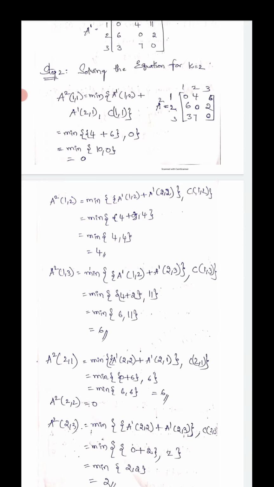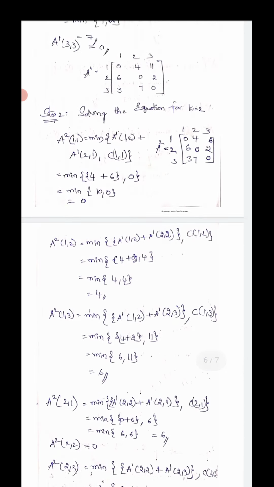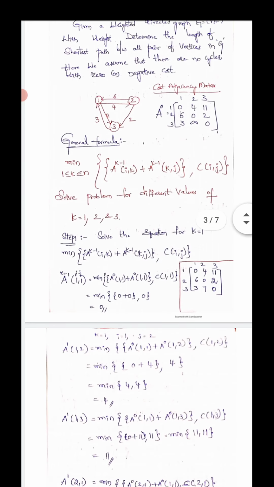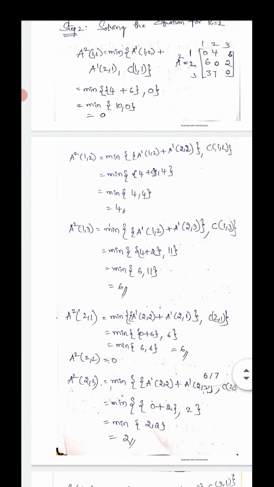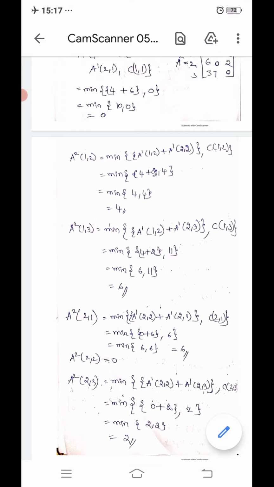Now look at the A1 cost matrix above. The minimum of A power 1 of (1,2), first row second column, is 4, plus A power 1 of (2,2), which is 0, and C of (1,2). Looking at the graph, C of (1,2), from 1 to 2, the direction cost is 4. So the minimum of 4, 4 is 4.